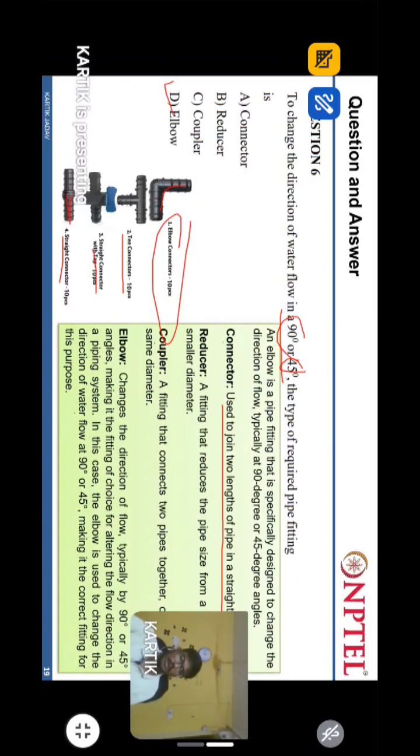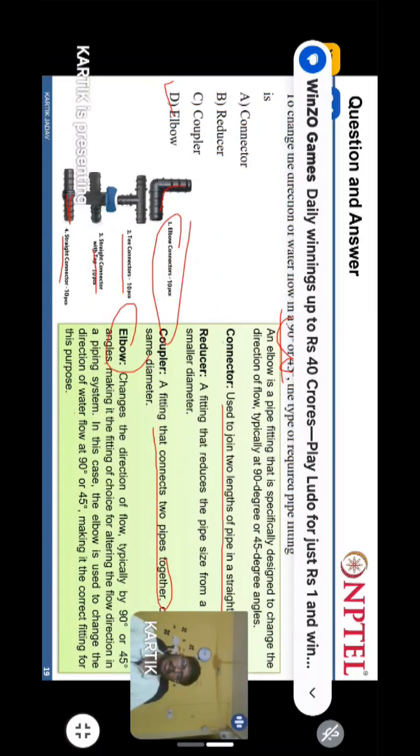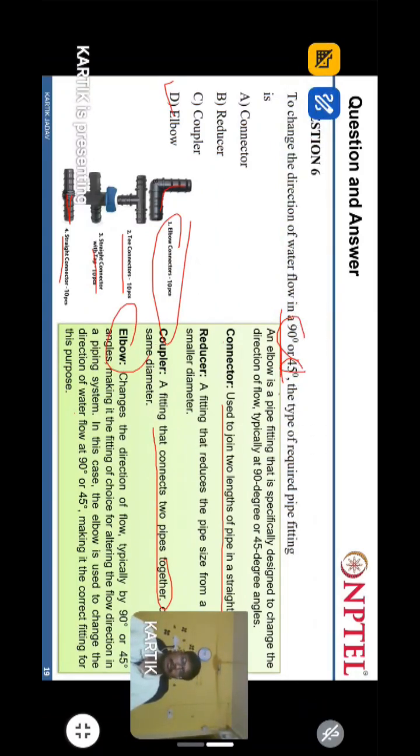Option 4, reducer, a fitting that reduces the pipe size from larger to smaller diameter, which you can also observe in our home, where we make certain kinds of arrangements. Then coupler, a fitting that connects two pipes together, right? So we generally use it to join two pipes, not to divert water from one direction to another direction. While elbow, we use to divert water at 90 degrees or 45 degrees. So answer D is correct.